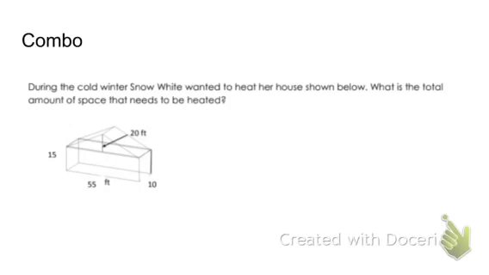And the last problem. So you can see that they have combined two 3D shapes together. We have our rectangular prism and we have our triangular prism up here. So they want to know what is the total amount of space that needs to be heated. So we have to find the volume of both the rectangular prism and the triangular prism, and then we have to add them together.